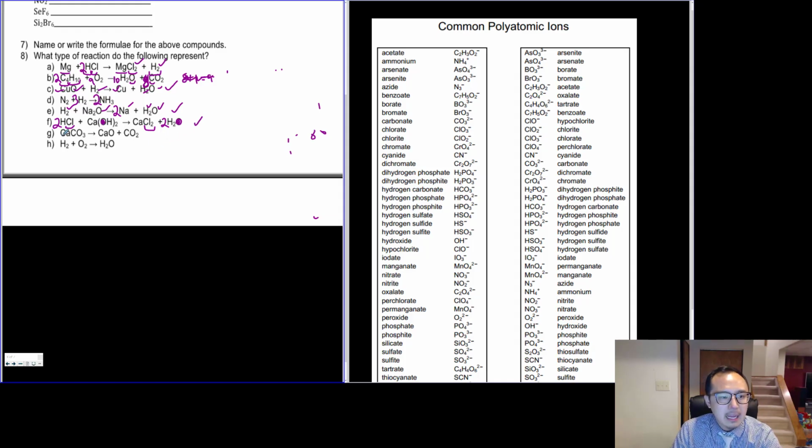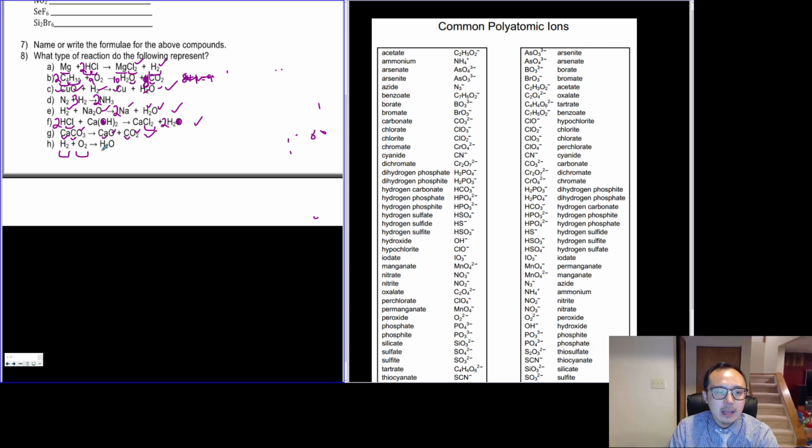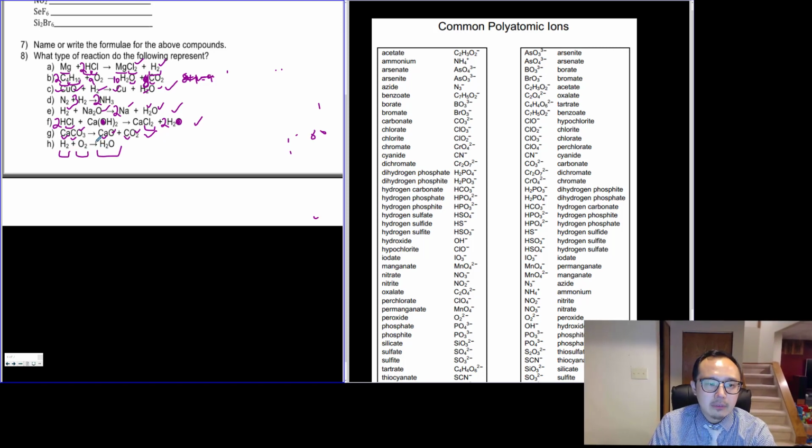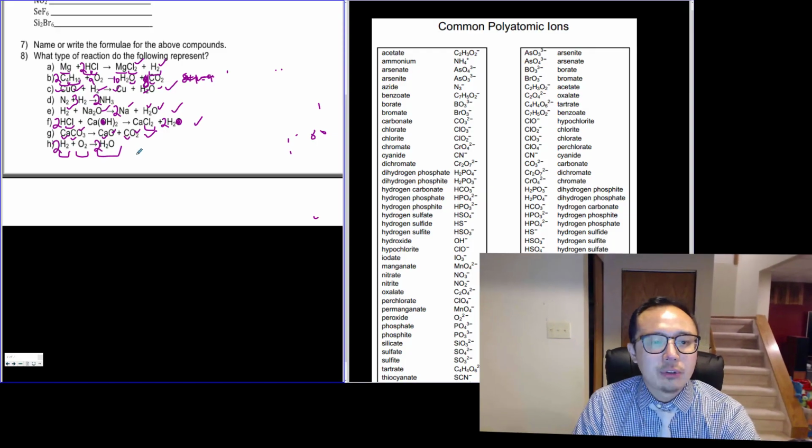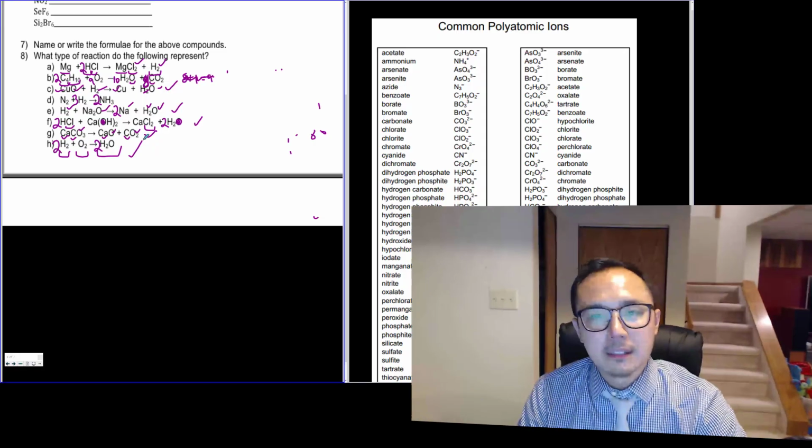Letter G, I have Ca here, 1 to 1, that's good. I have 1 carbon, that's good. I have 3 oxygens. That looks kind of complicated because it's odd, but luckily I have 1 oxygen plus 2 oxygens, giving me 3 oxygens. So this was already balanced. And finally, my last one, this is your hydrogen gas with your oxygen gas making H2O. If I just put a 2 in front of the H2O and then 2 in front of the H2, that will give me a balanced reaction.